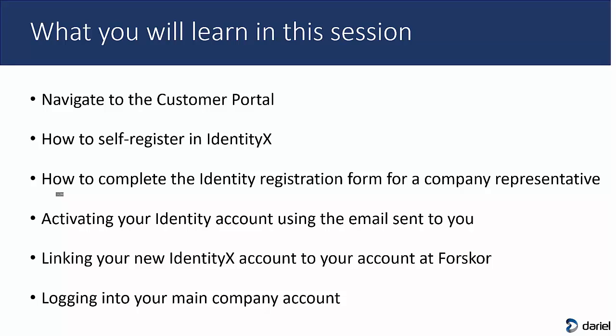In this session, we will learn how to navigate to the customer portal and how to self-register in WBX's Identity X module. We will show you how to complete your identity registration form for a company representative. We will then demonstrate how to activate your Identity X account using an email that will be sent to you. And finally, we'll link your Identity X account to the customer portal and to your Foscor account. This will then be the beginning of your activation and your link to the Foscor customer portal. And lastly, we will demonstrate how to log into your main company account.